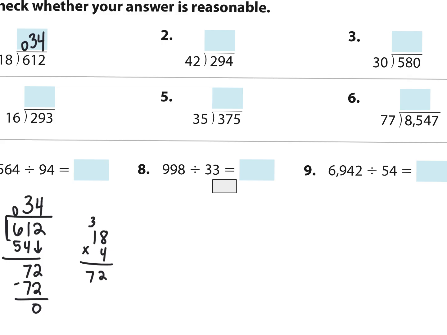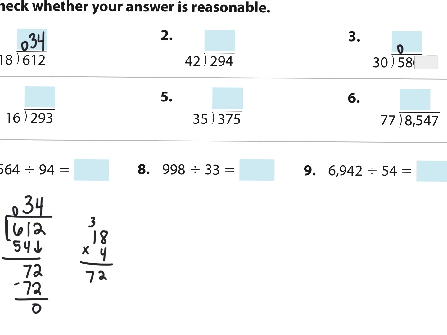Okay, number 3. Oops, didn't mean to do that. Move my little box over here. Can 30 go into 5? No. Nope, so put a 0 above that first digit. Okay, can it go into 58?